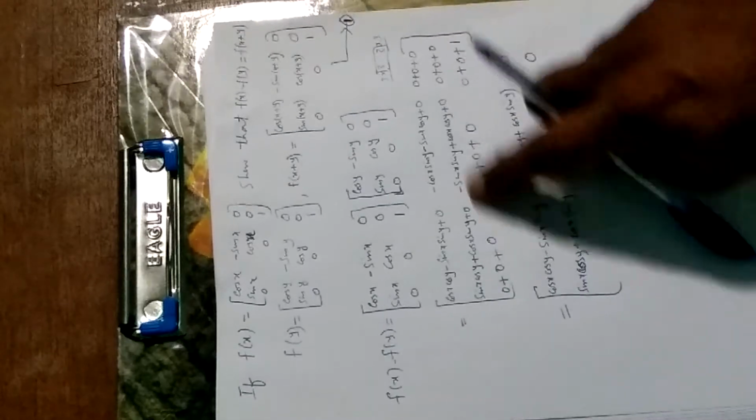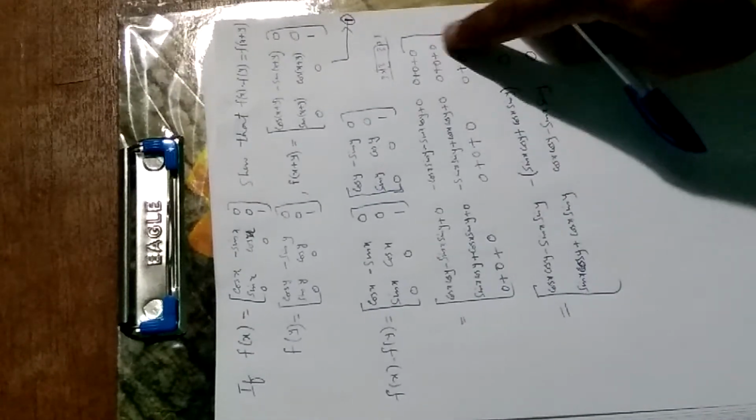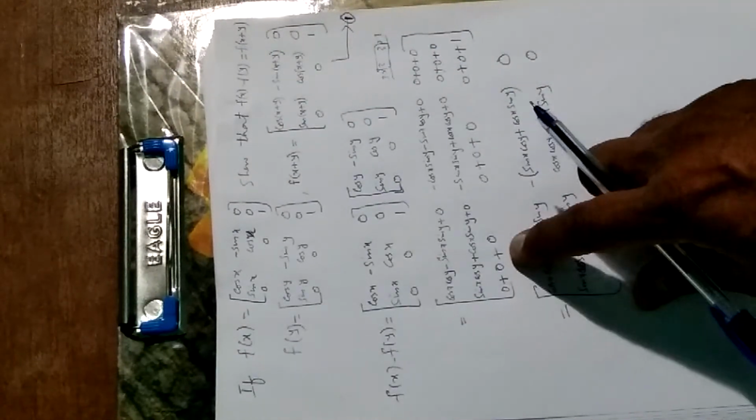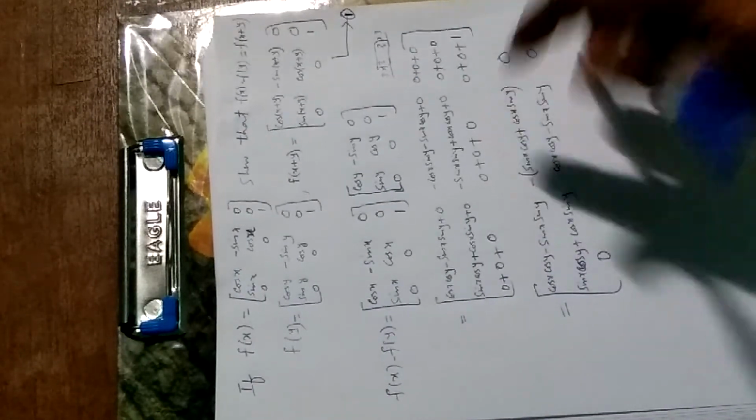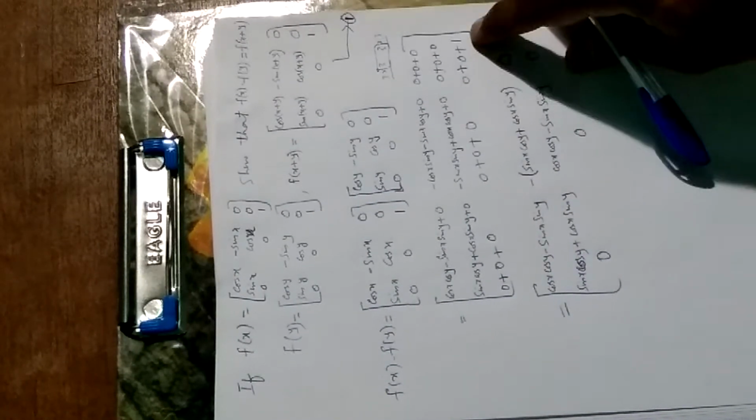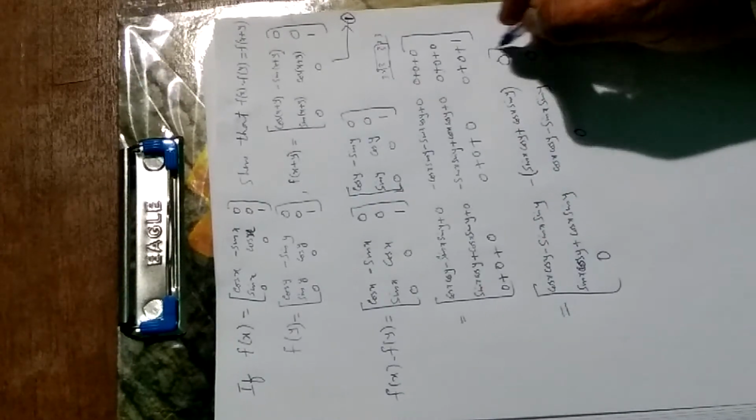This third term of second row became 0, right? 0 plus 0 plus 0 is 0. Then 0 plus 0 plus 0 is 0 again, this first element. This also became 0 plus 0 plus 0 is 0. 0 plus 0 plus 1 is 1.